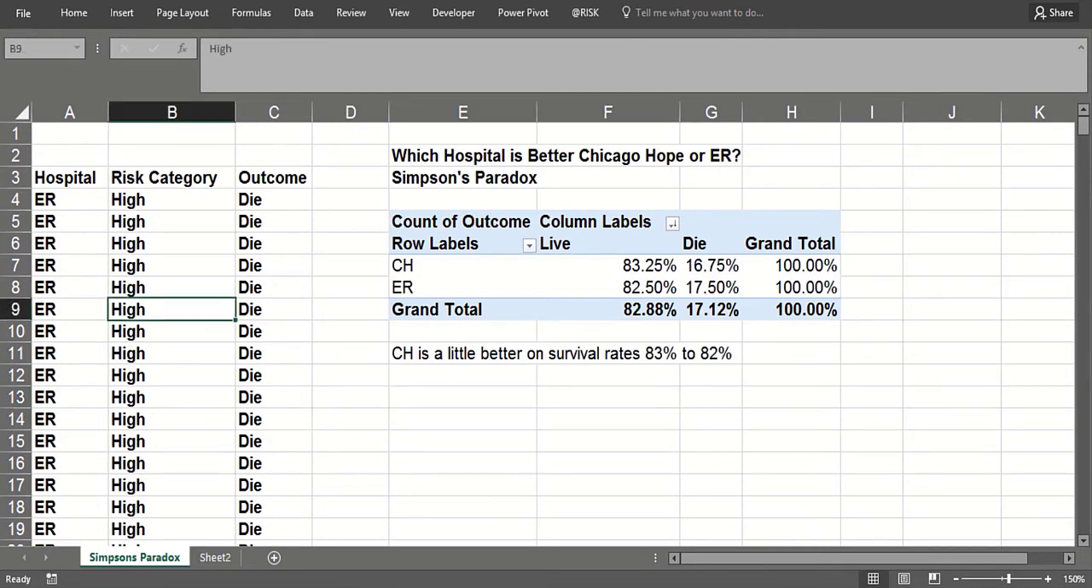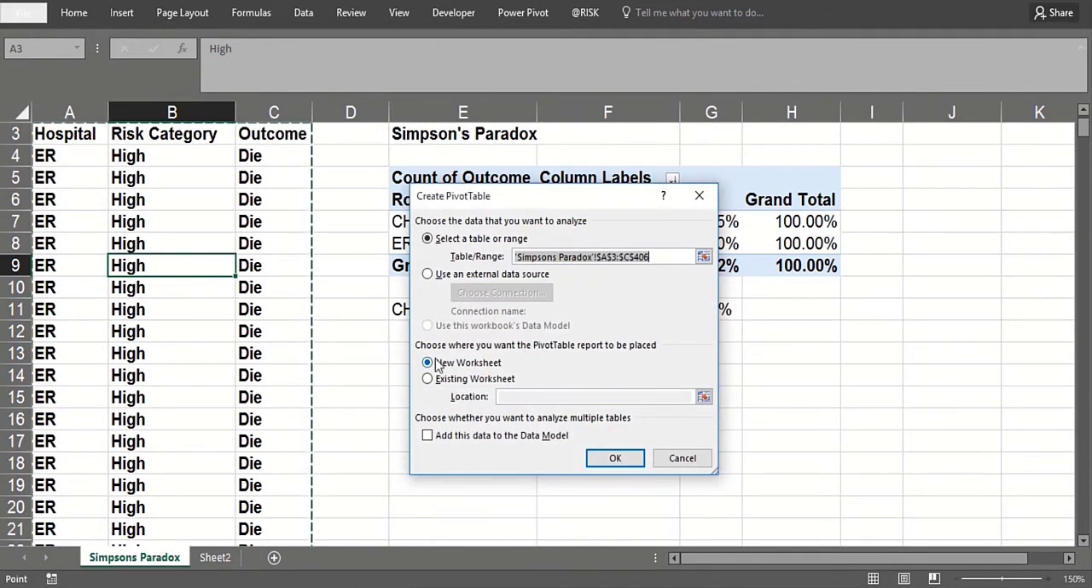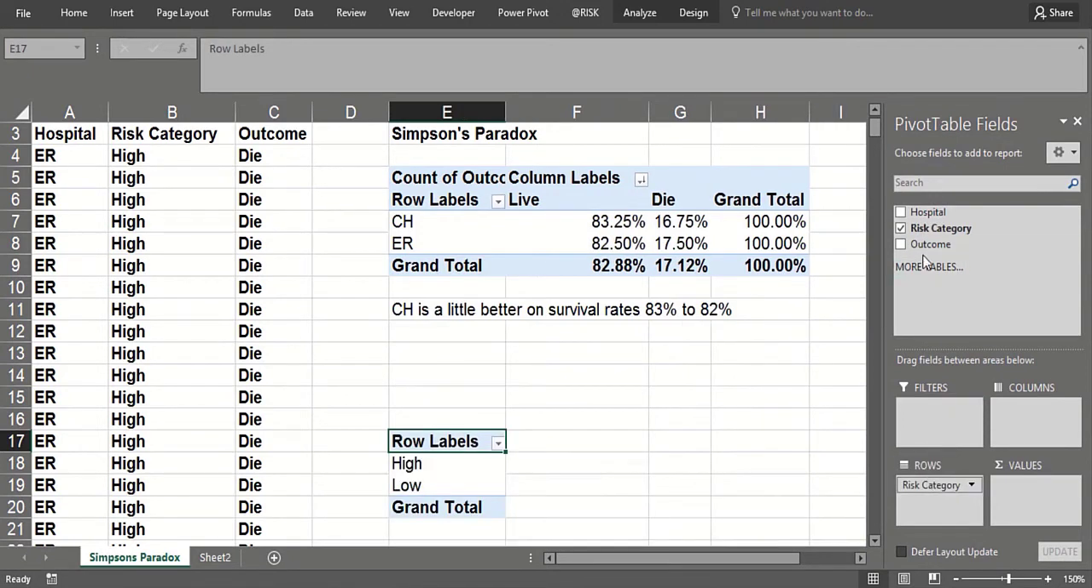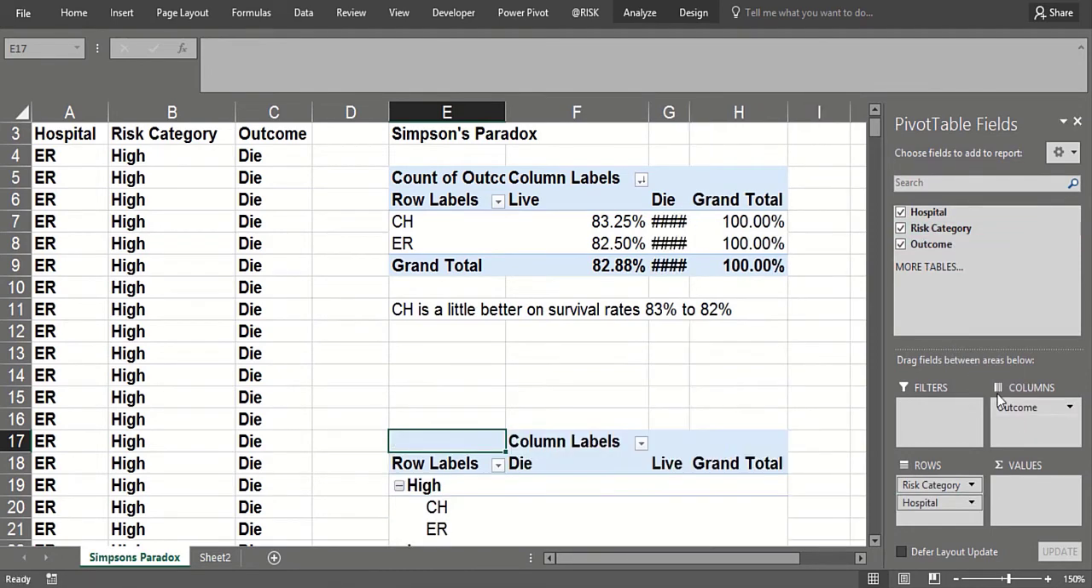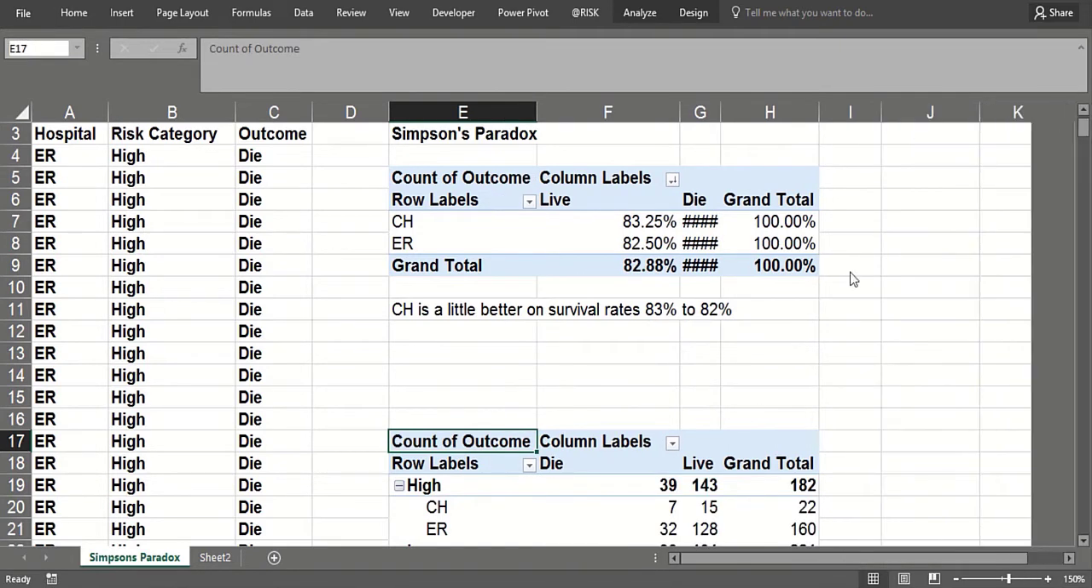So we can do another pivot table, insert, pivot table, it's got the data, existing worksheet, maybe down here. Okay, so now I'll look at the risk category, high or low risk. Now I'll look at each hospital what happened. And now I'll look at the outcome, live or die, and I'll count the outcomes. Okay, so now let's take a look at this.